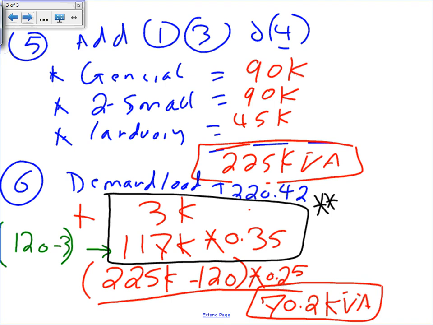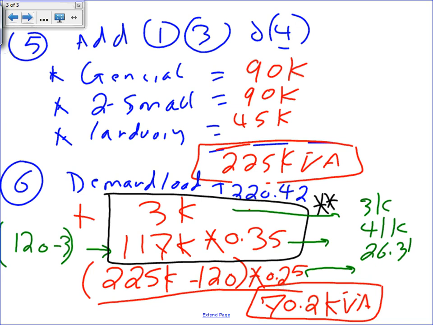So let's just do this one right here. Translate this one to 3K. Then this will go to 0.35 times 117, which will give you 41K, give or take. And this one, 225 minus 120 times 0.25, will give you 26.3K, give or take.